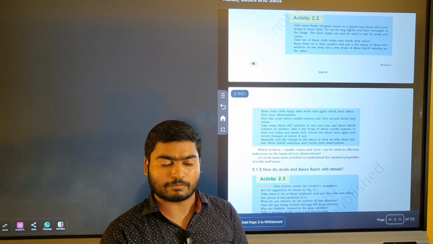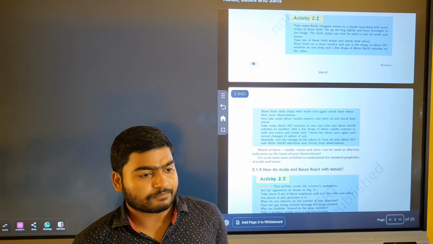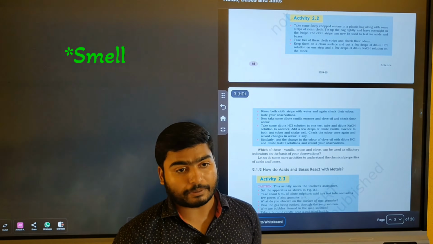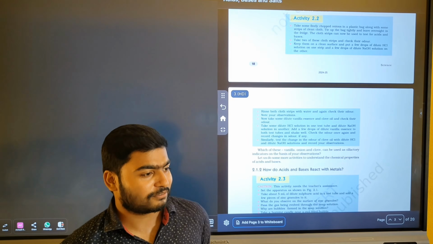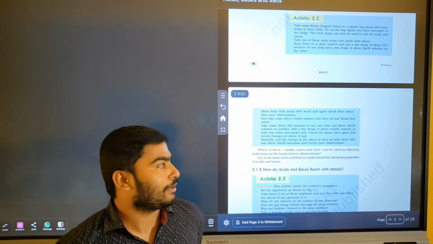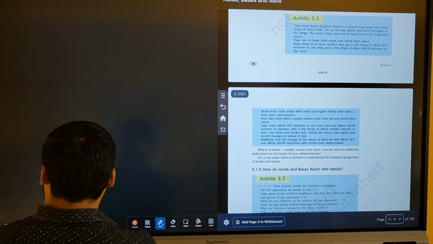Clove oil has a kind of smell, you know that. But when you put acid in it, there won't be any change in smell. But if you put base in clove oil, the smell of clove oil will vanish. Understood? So that is the table we have to prepare here.